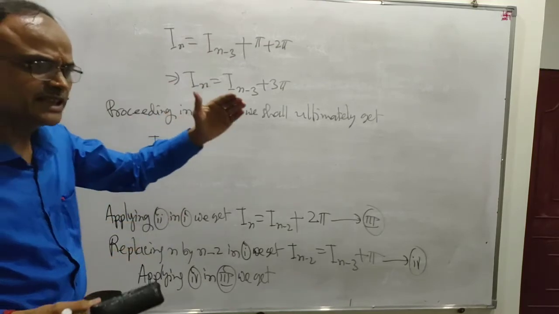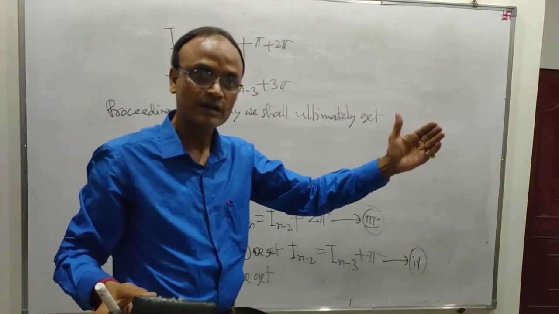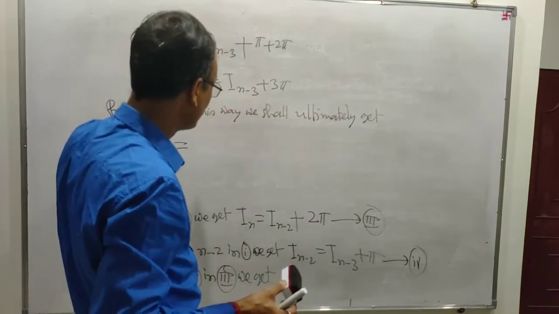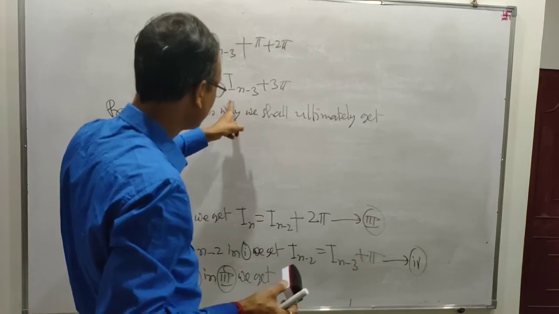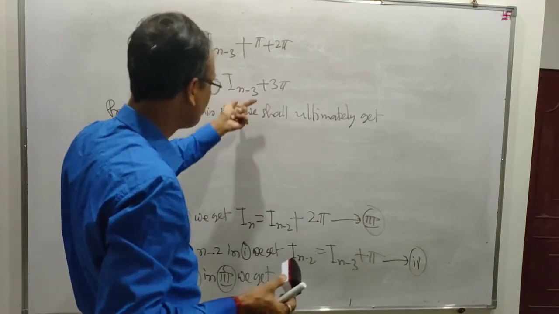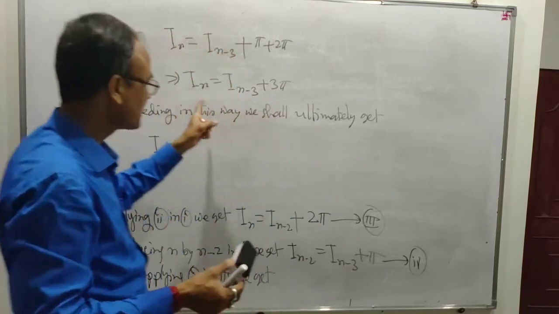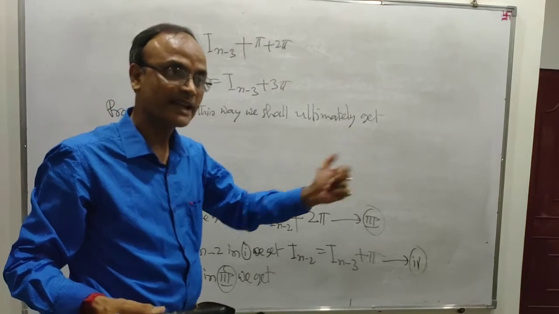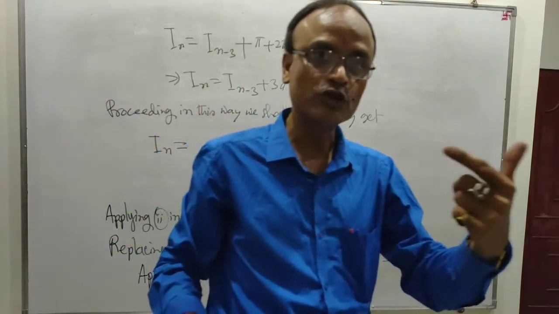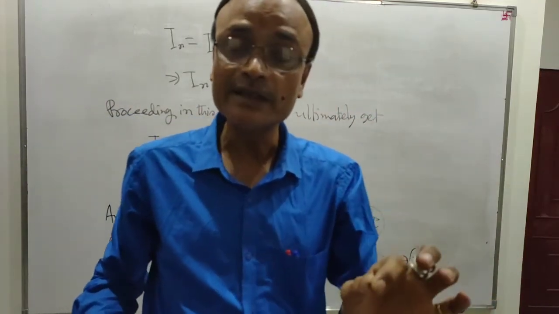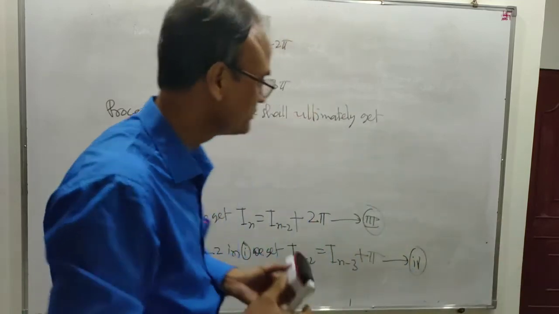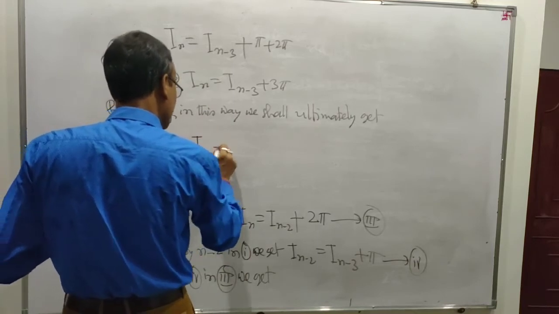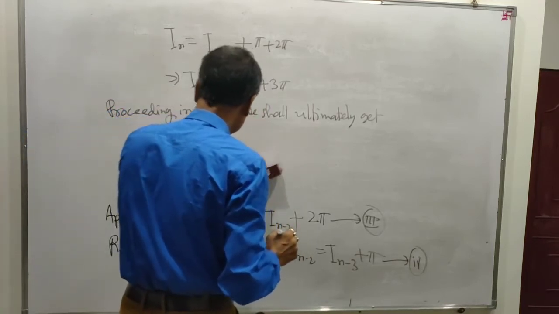Proceeding in this way, subtract 1 from each term. Suppose it is I9. Then this term will be first I8, then I7, then I6, and like that. Ultimately it will be equal to I1.